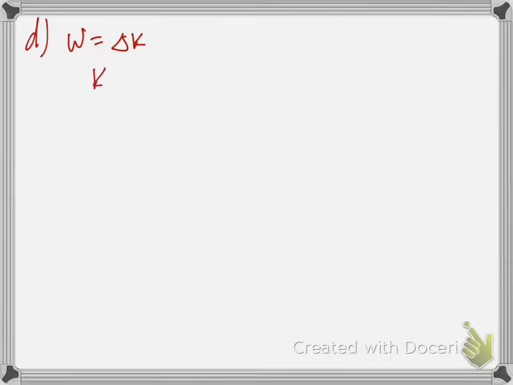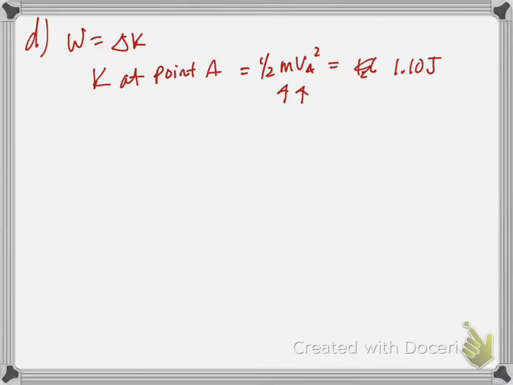So the kinetic energy at point A, that's how much it has, is 1/2 m v at A squared, which is 1.10 joules. This is the mass of the block, and this is the velocity we calculated a couple steps ago. So that's how much kinetic energy it has. Well, that's how much work you needed to do in order to stop it. Okay, so we get 1 point for indicating that the work is equal to the kinetic energy, 1 point for the correct substitution, and 1 point for the correct answer.